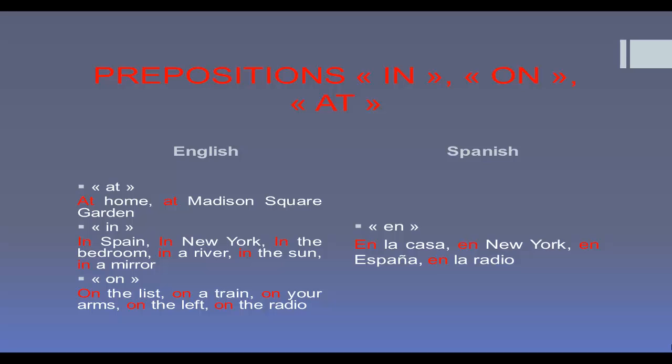On is used to indicate surface, transport, body parts, directions, and some places. For example, on the list, on a train, on your arms, on the left, on the radio. But in Spanish, we have 1 preposition that has the same meaning as the 3 English prepositions of place. This preposition is en. For example, en la casa, en New York, en España, en la radio.